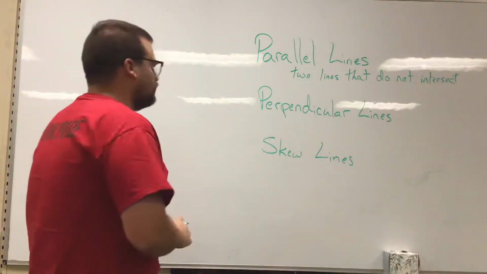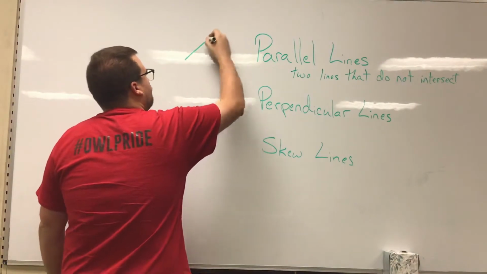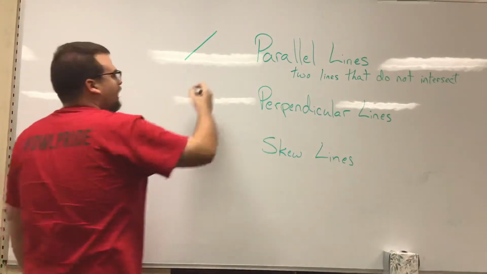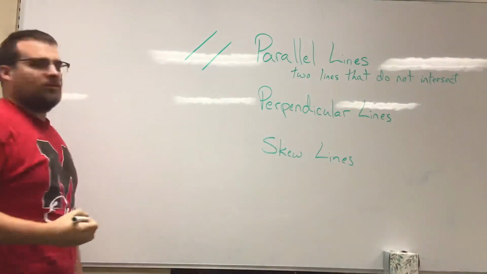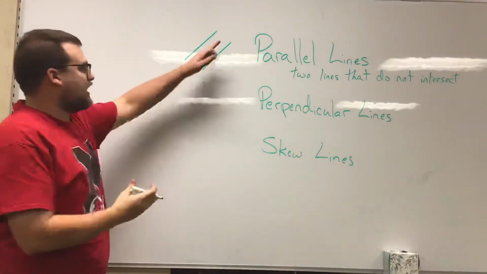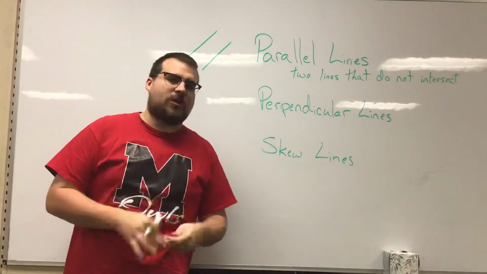Now let's draw an example of that, right? It might be like a line like this, and then another line like this. Both moving in the same direction, some distance apart, they're never going to cross.